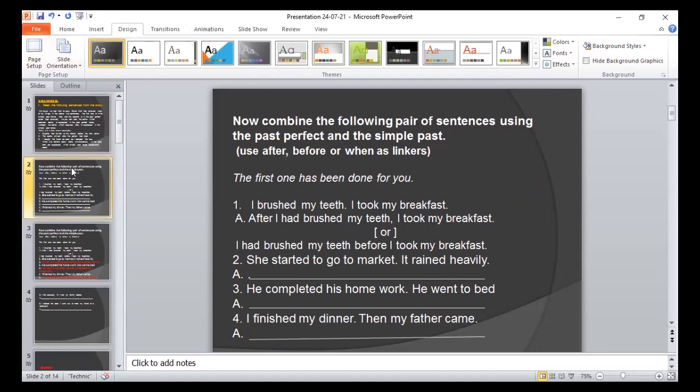Now combine the following pairs of sentences using the past perfect and the simple past. Use linkers such as after, before or when. Okay, to combine these sentences we can use linkers such as after, before or when. The first one is done for us. See, I brushed my teeth, I took my breakfast. After I had brushed my teeth, I took my breakfast. I had brushed my teeth before I took my breakfast.